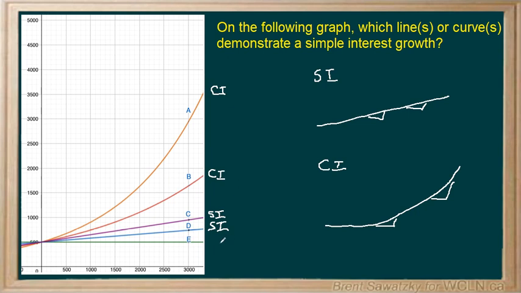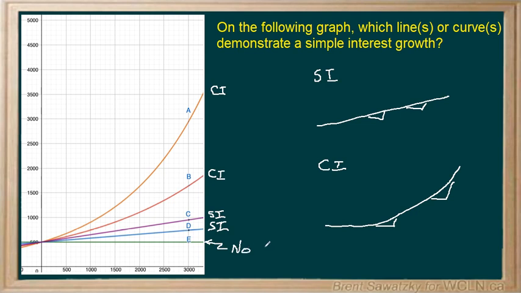interest, but it's also flat. It's totally horizontal. So this is a situation where there's no growth at all. That's kind of like investing your money by putting it under your mattress. So no growth at all means that, well, that's not really simple or compound.